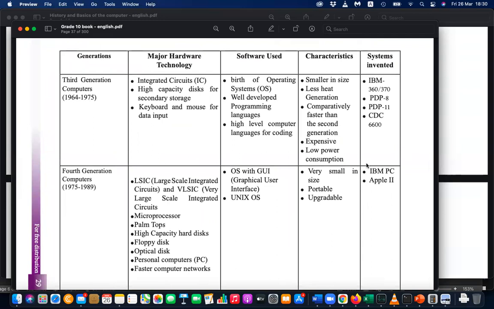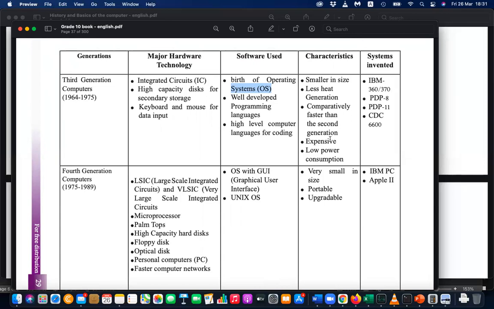And in the third generation, you can see integrated circuits were used. In addition to that, operating systems were introduced in the third generation. And also, what do you think? In the initial computers, what kind of technology was used for output? Is it printer or monitor? Monitor? No, printer.